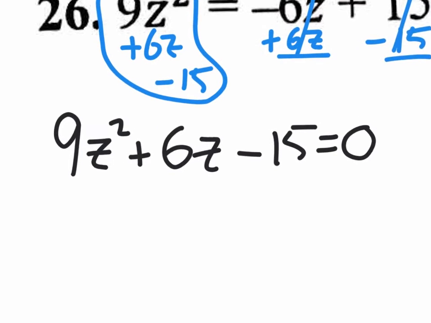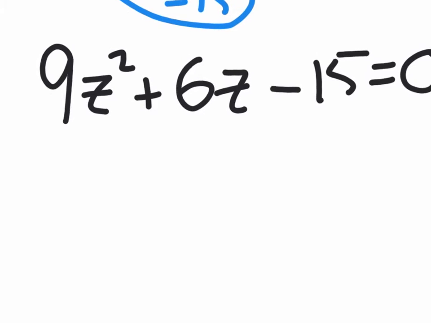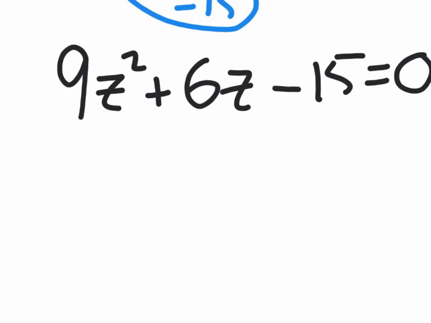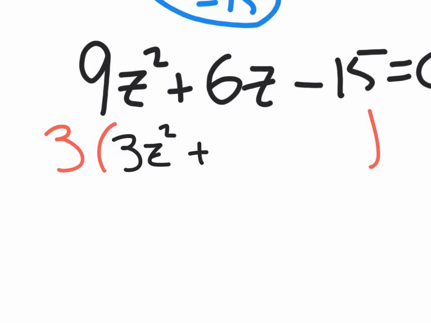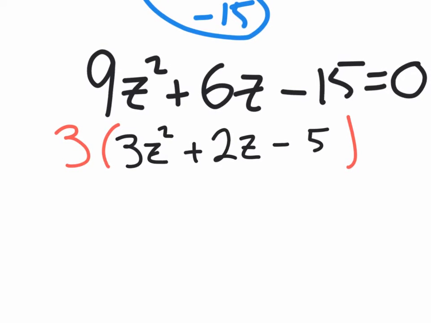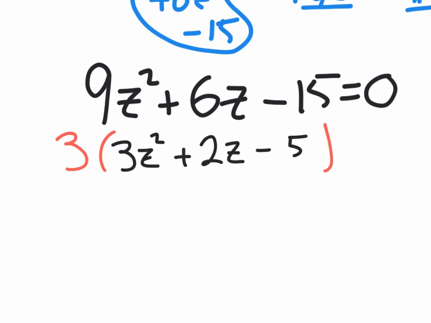Now if we look at our three terms, should I go 9 times 15 and start the process? No, why not? You could pull out 3. Good job, Mario. Paying attention. I like it. So let's put a 3 on the outside. And what's going to be left on the inside? 3z squared plus 2z minus 5.